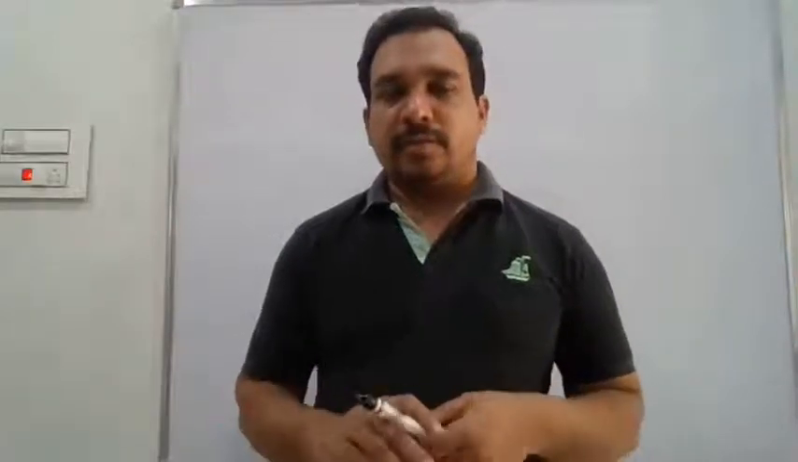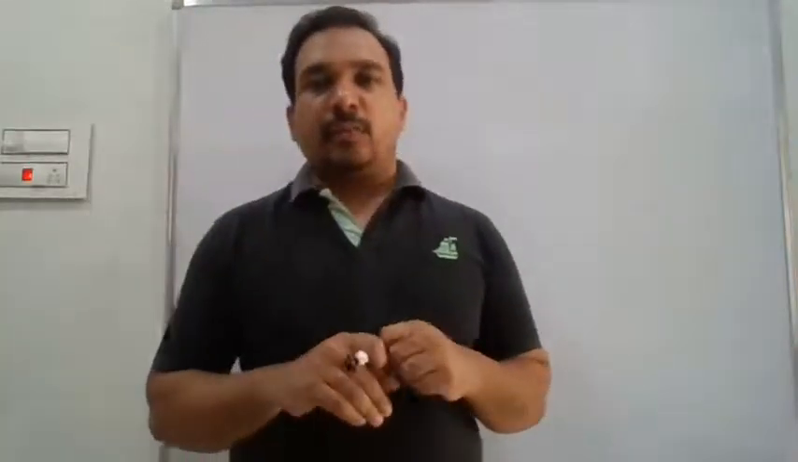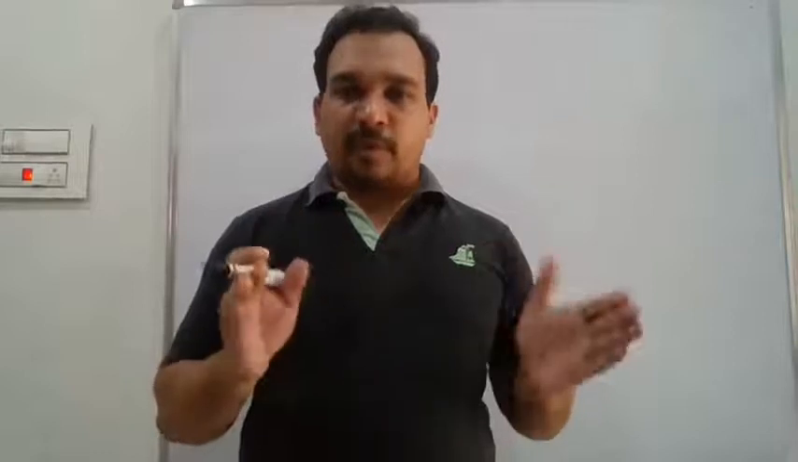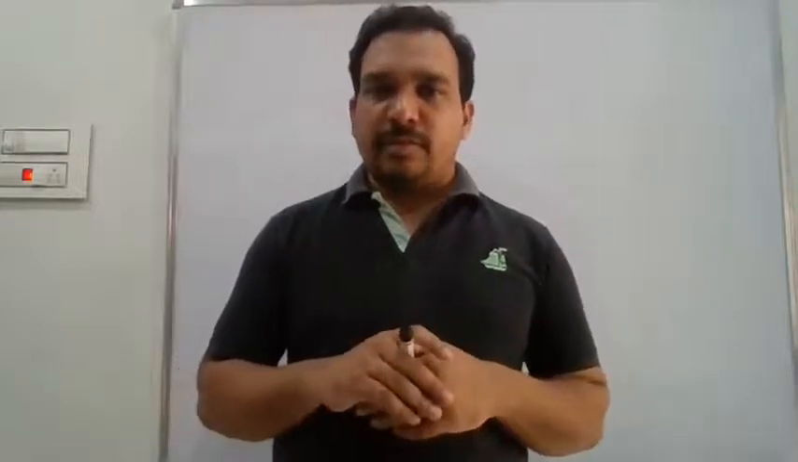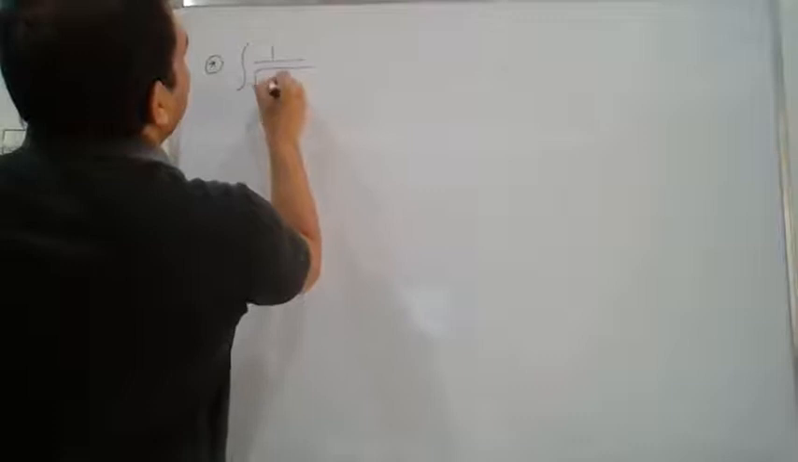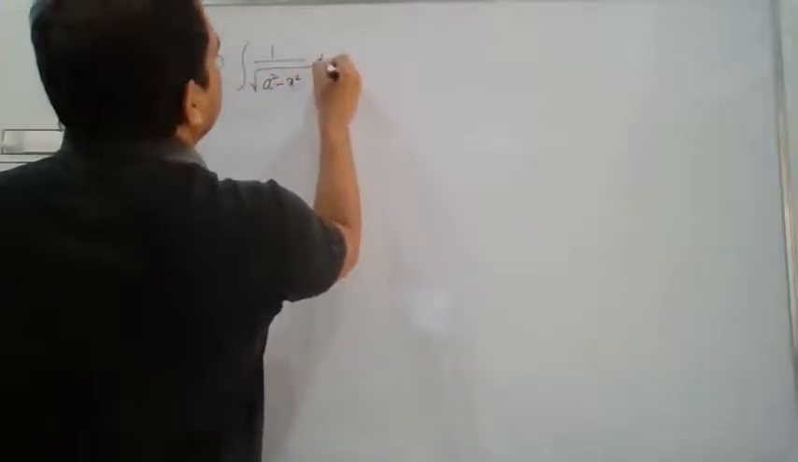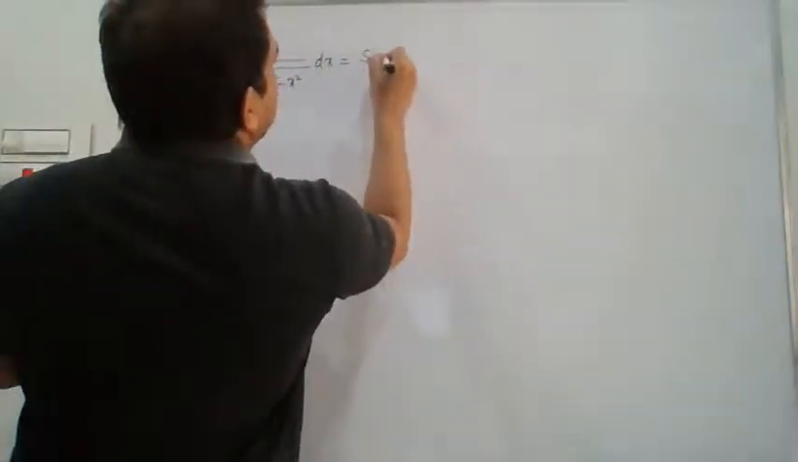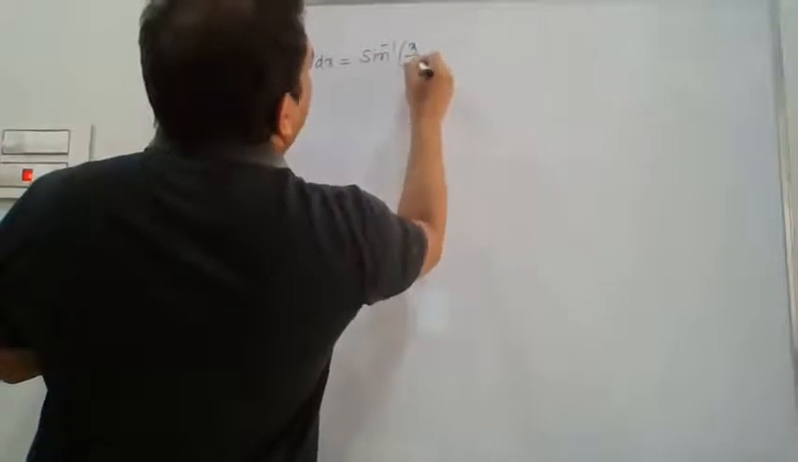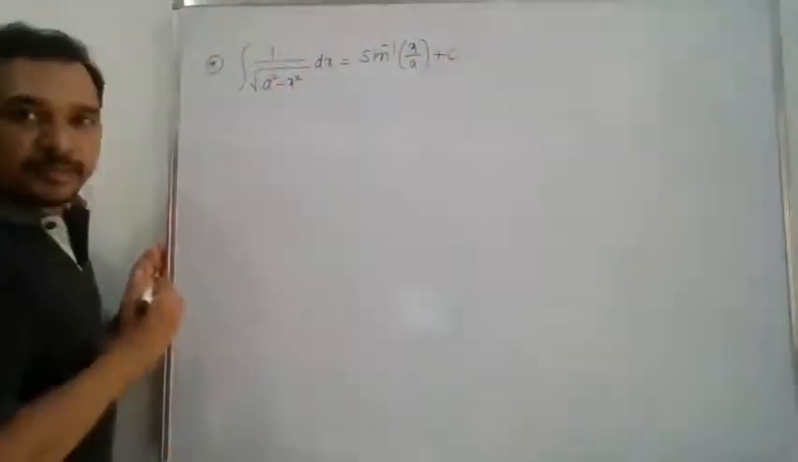Hi students, in this class we will discuss the proofs of some formulas which I gave in the last class. Then we'll solve some questions on that. Okay. First one is integration of 1 by square root of a square minus x square dx. For this, the answer is sine inverse of x by a plus c.